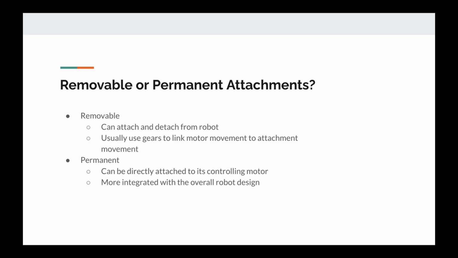For permanent attachments, generally they're directly attached to its controlling motor or the base robot, and generally permanent attachments tend to be more integrated with the overall robot design because they're permanent. The robot design is centered more around the attachment, or at least that's something that you want to take into account if you know that you're going to have a permanent attachment ahead of time.